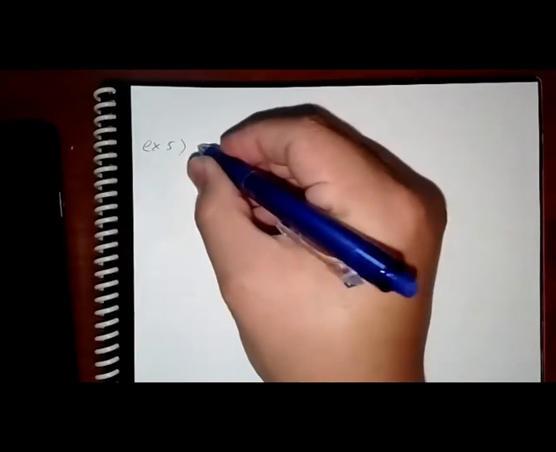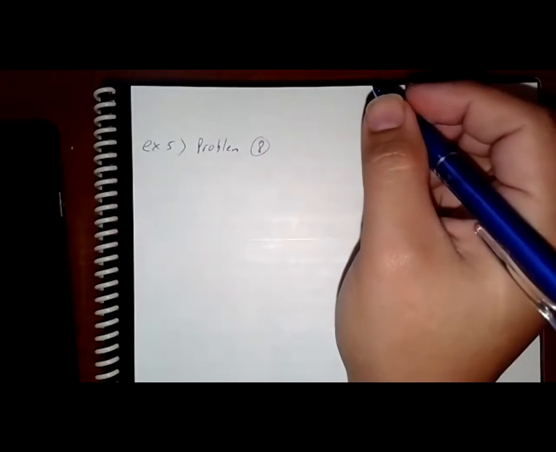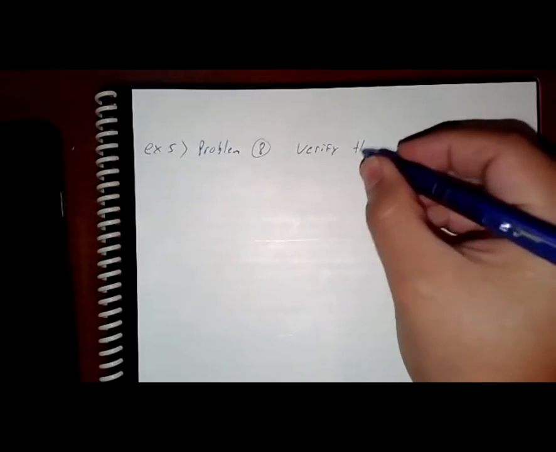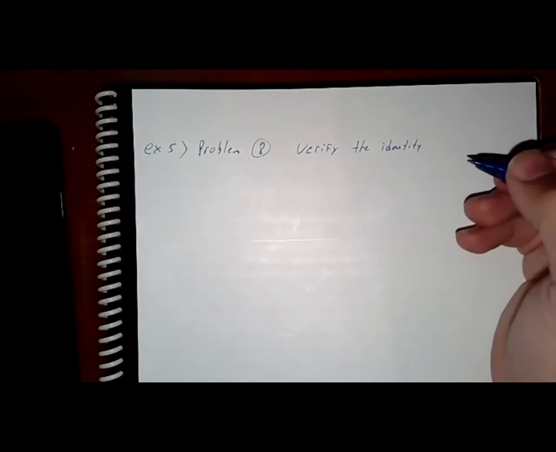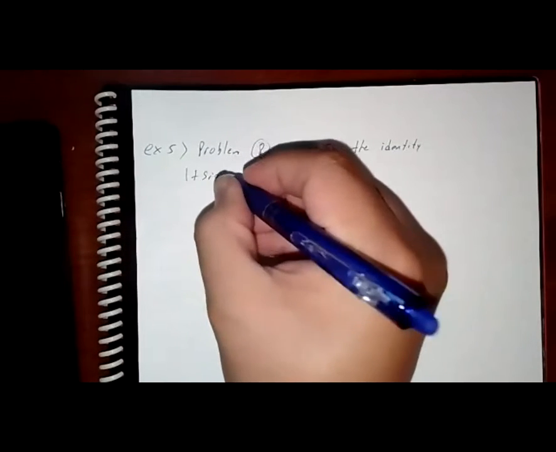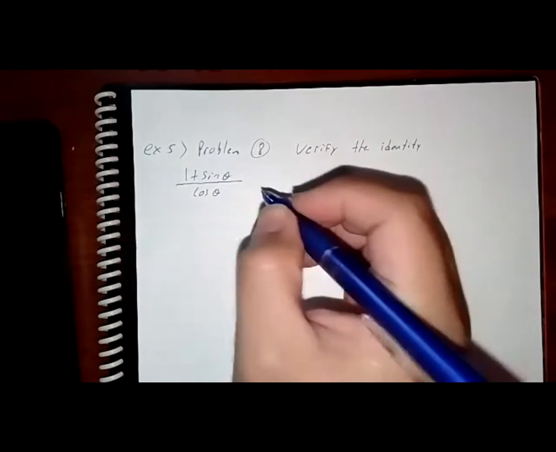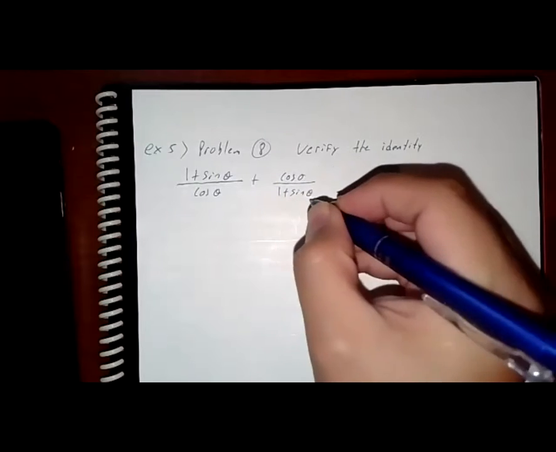Example 5, problem 8. Okay, 1 plus sine theta over cosine plus cosine over 1 plus sine. Show that all this becomes 2 secant theta.